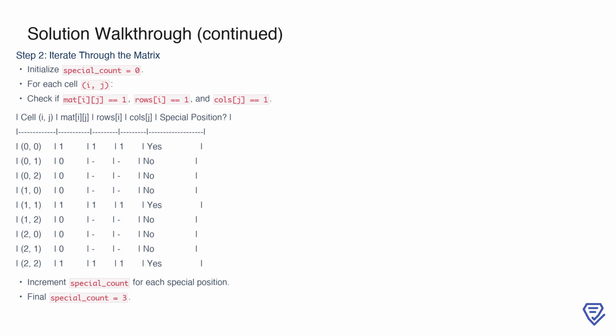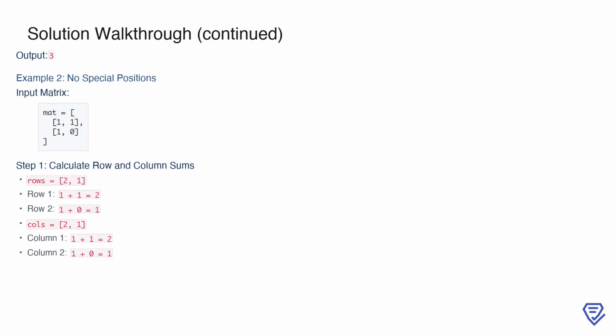At positions (0, 1) and (0, 2), the cells contain 0, so they are not special. Similarly, we evaluate the other rows. At position (1, 1), all conditions are met, so it is a special position. Finally, at position (2, 2), the conditions are again satisfied, making it special as well. In total, we find 3 special positions, resulting in a final special_count of 3. The output for the first example is 3, as there are 3 special positions in the matrix.